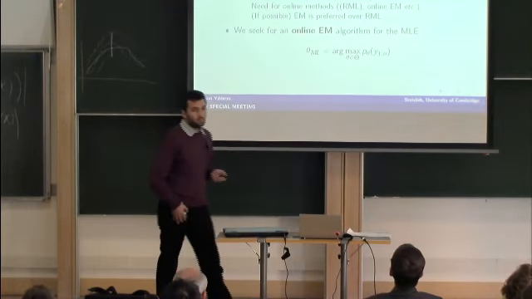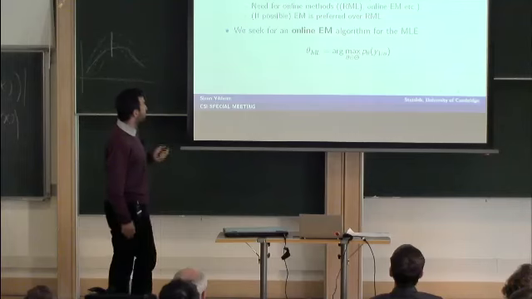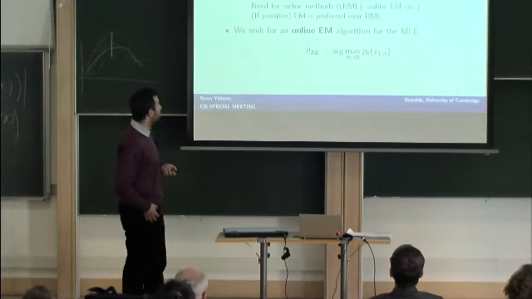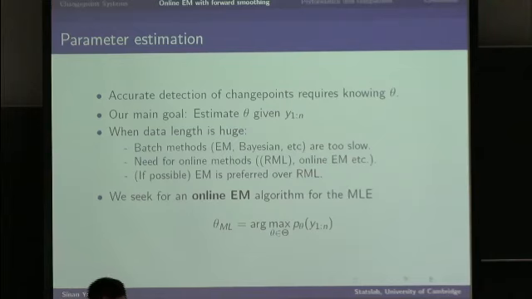So in these kinds of models, for accurate detection of changepoints, one needs to know theta. And our main goal is to estimate theta given the observations. But when data is huge, there are batch methods available, but they can be too slow. So we need online methods like recursive maximum likelihood, online EM, etc. And if possible, EM is preferred over recursive maximum likelihood in general. So we seek an online EM algorithm for the maximum likelihood estimation.